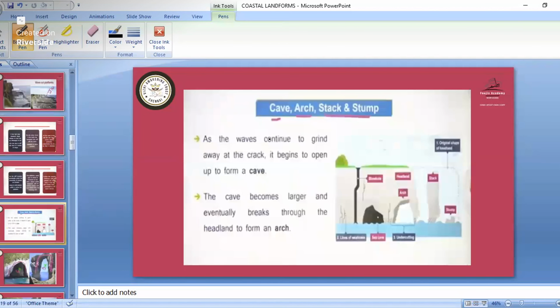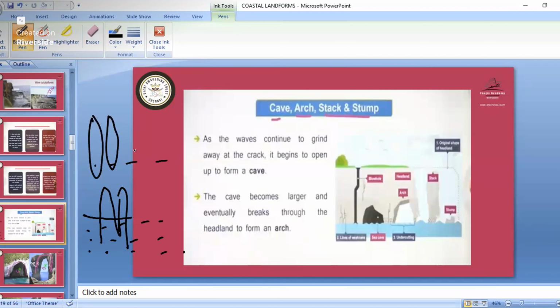Now we will see about the cave, arc, stack, and stump. See here, now what is happening? Either inside the ocean we have volcanoes and the formation of a mountain inside the ocean, or it is nearby the beach area, near the coastal land. So there we have the mountain. Water is coming with full energy and hitting. When it is coming and hitting, this part will crack and this part will erode.